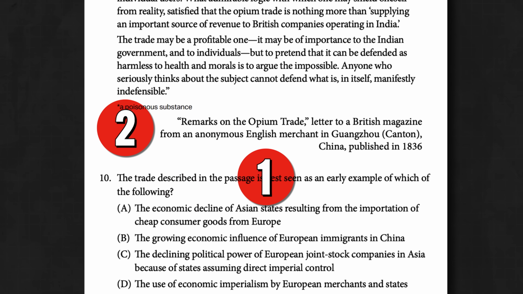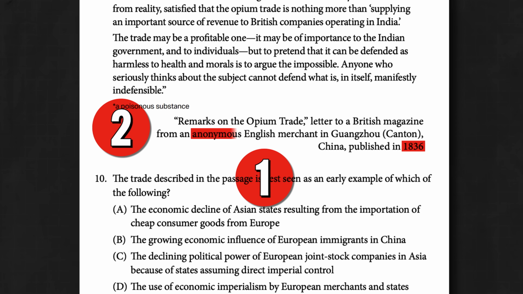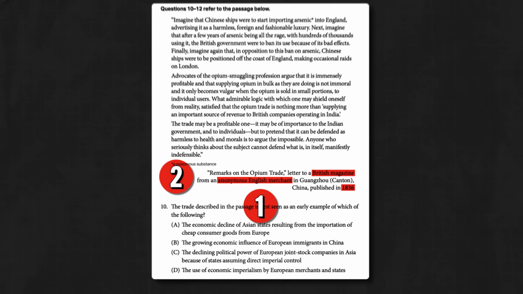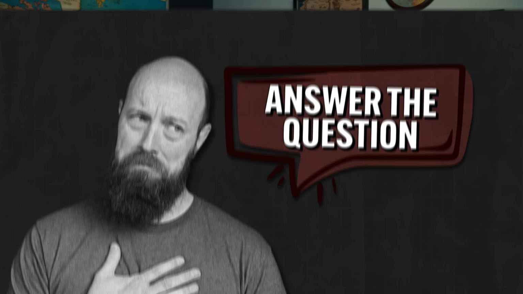Second, read the attribution. Like this little line right here is not throwaway text. It's going to give you some really valuable information, including the time period you need to be thinking about and the people or entities involved in the stimulus. And then third, read the stimulus. And when you do, read it quickly, marking whatever you think might help you answer the question that you've already read.